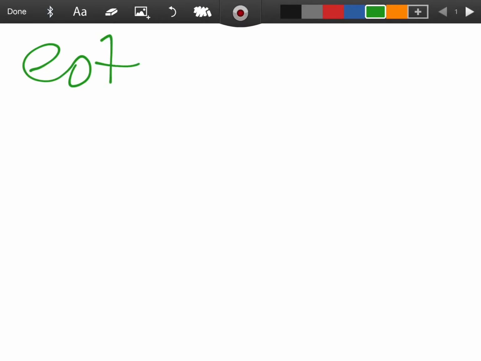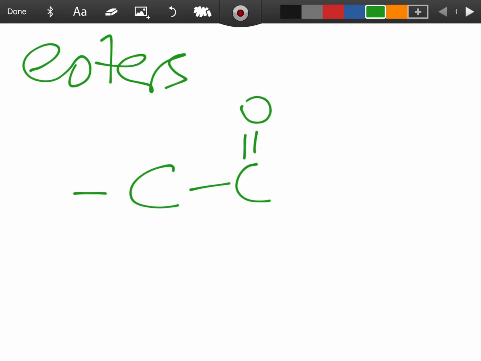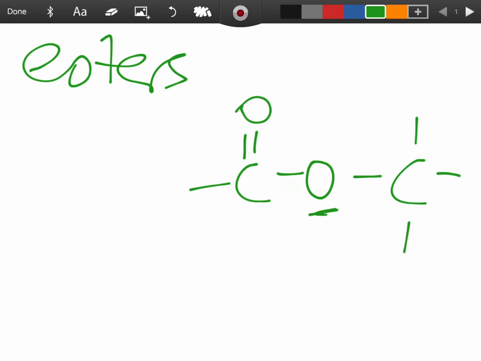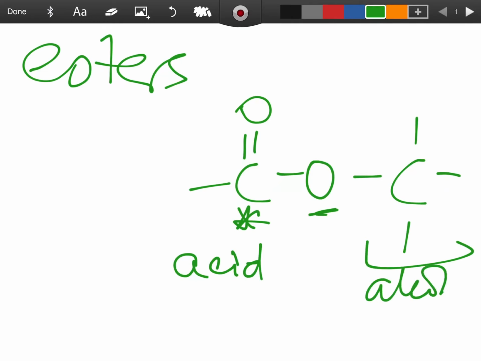Okay. Now, finally, then you have esters. Now, functional group of esters. You have the C double bond O, but you have the O. Do you remember? So you have the oxygen bridge there linking one carbon to the next. Remember we said that this is the part of the ester that would have come from the acid, and this bit would have come from the alcohol that was used to make the ester.